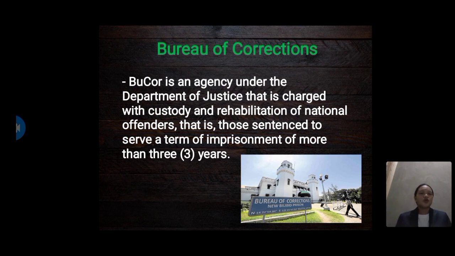The Bureau of Correction is an agency under the Department of Justice that is charged with custody and rehabilitation of national offenders, that is, those sentenced to serve a term of imprisonment for more than 3 years. So those people who will be sentenced to serve a term of imprisonment for more than 3 years will be put in this kind of institutional correction, or the Bureau of Correction.